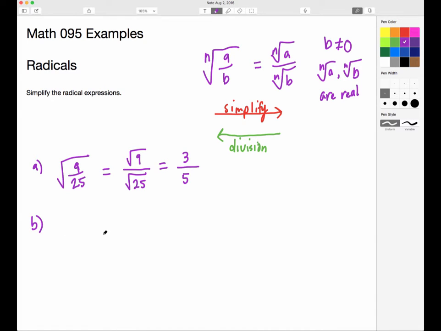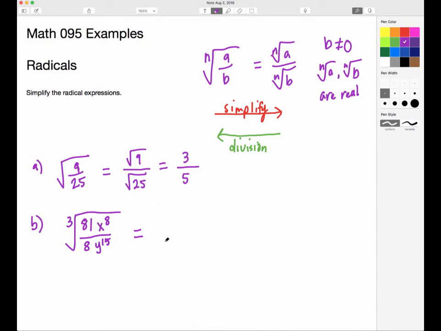Now let's try a problem that has variables in it. And I'm going to up the ante right here, and I'm going to make this a cube root problem. We want to take the cube root of 81x to the 8th divided by 8y to the 15th. So if I tried to reduce this right now, if I tried to simplify it, 8 does not go into 81, so that can't be reduced. This is a variable x, this is y. They're not like terms, so those can't be reduced. So as it is, this can't be reduced.